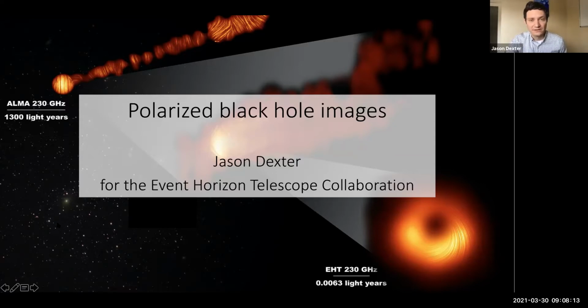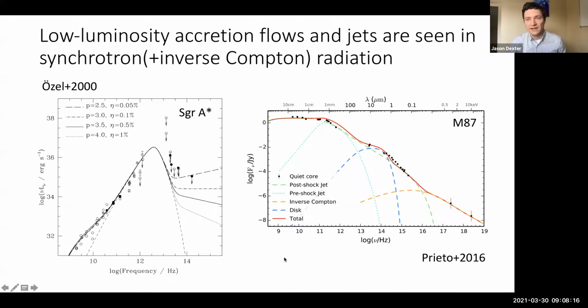Great. Okay, so first of all, I believe this has been discussed before, but just as a little bit of background, the radiation that we see from low luminosity accretion flows in jets is synchrotron emission and inverse Compton radiation.